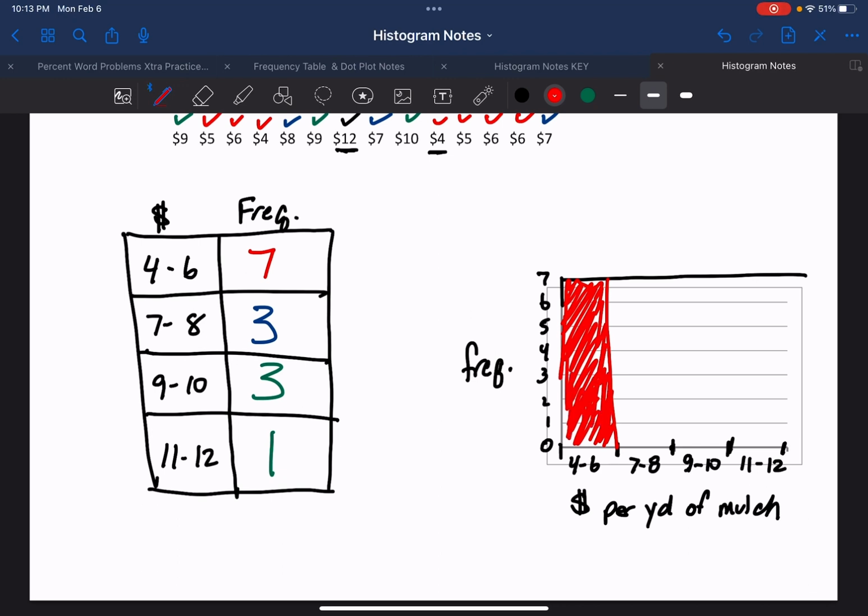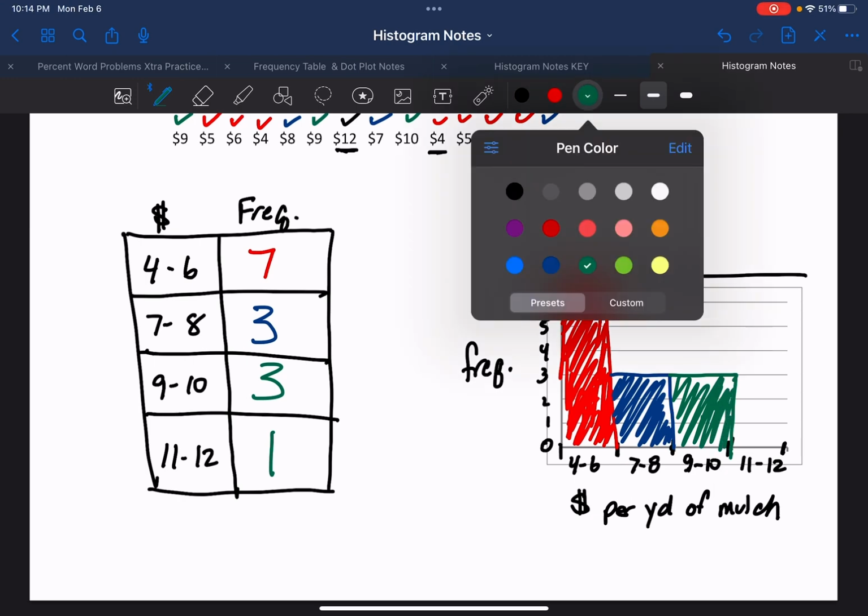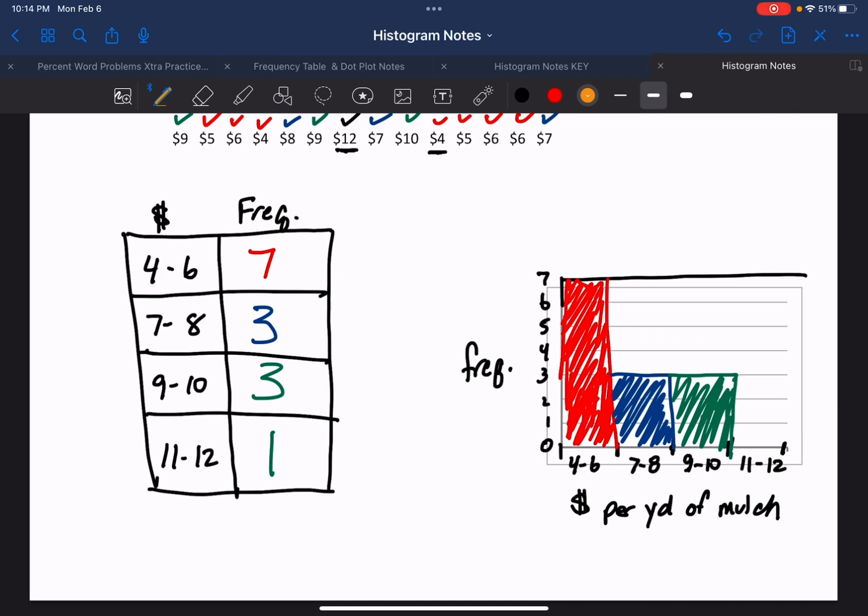Okay, and then from 7 to 8, I have 3. So 7 to 8 is 3. My 9 to 10 is also 3. And my 11 to 12 is, let's do this fun color, is just 1. Like this. What do you notice about this data?